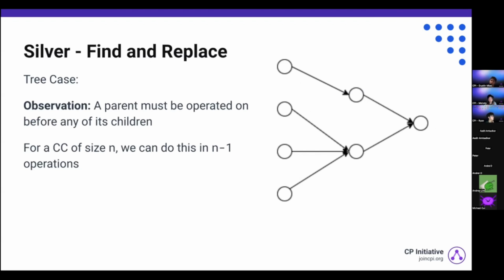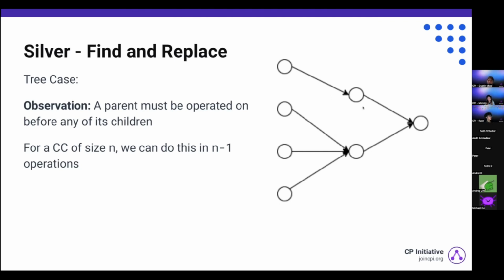So by forming this tree structure, we can observe that a parent must be operated on before any of its children, which means we need to convert this letter into this one before we can convert this letter into this one. And this is because if we choose to do this one first, for example, then when we get here, we have no way of separating out which ones belong here and which ones belong here.